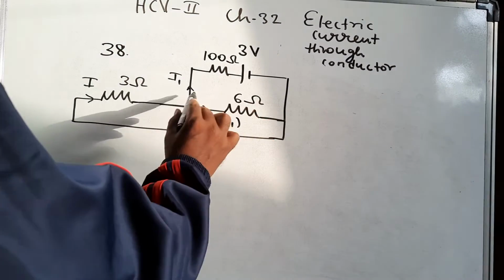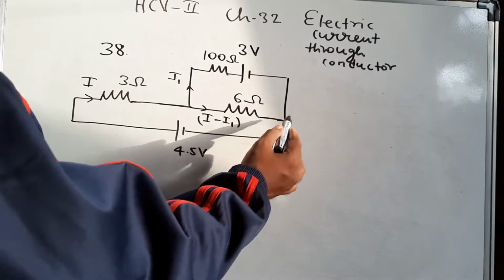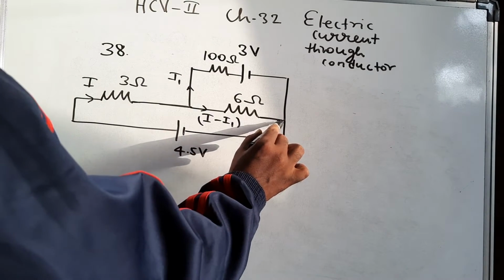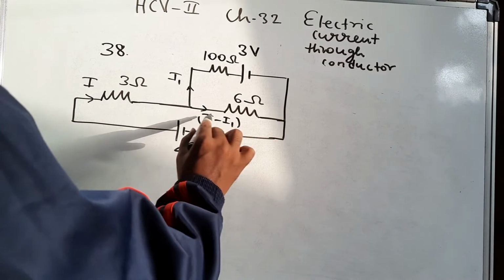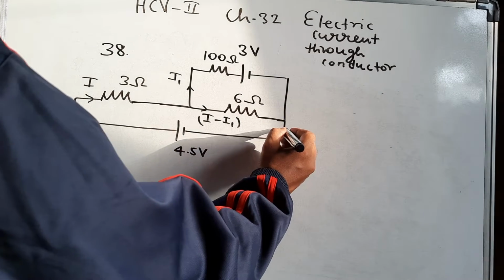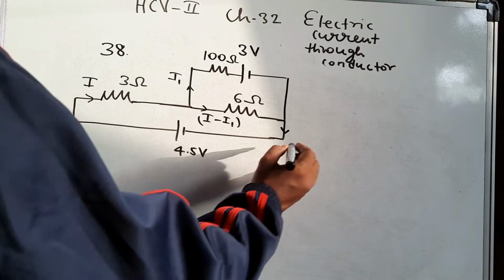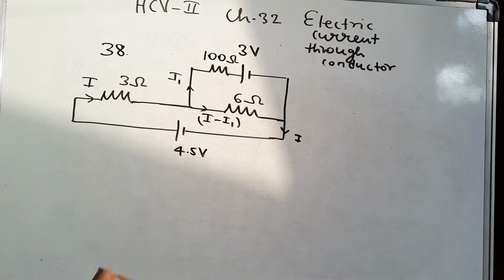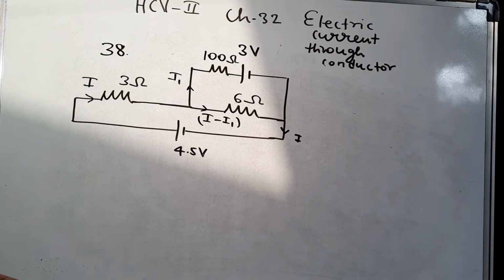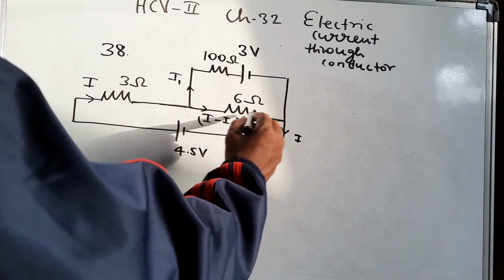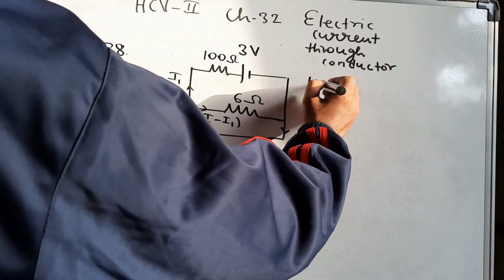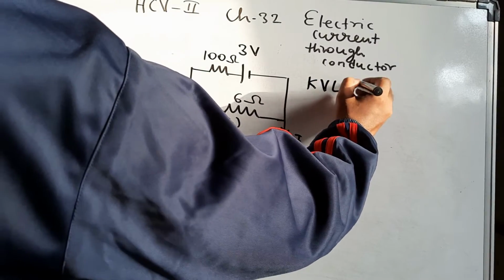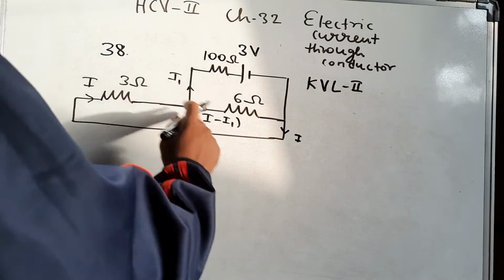So in this branch we have current I1, and in this branch we have I minus I1, and again the two currents, I1 coming from there and I minus I1 here, are mixing here to become I. They're joining each other to become I. So let's now apply Kirchhoff's second law to this loop.